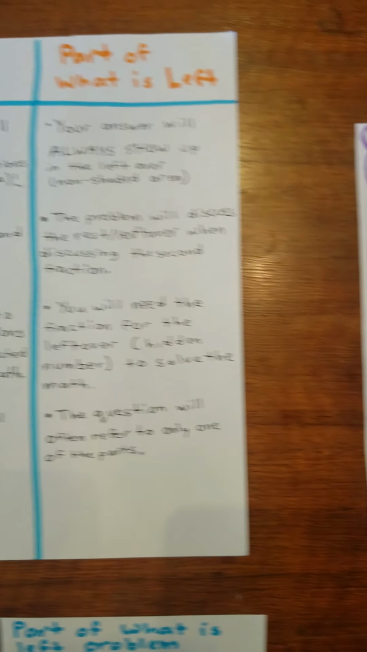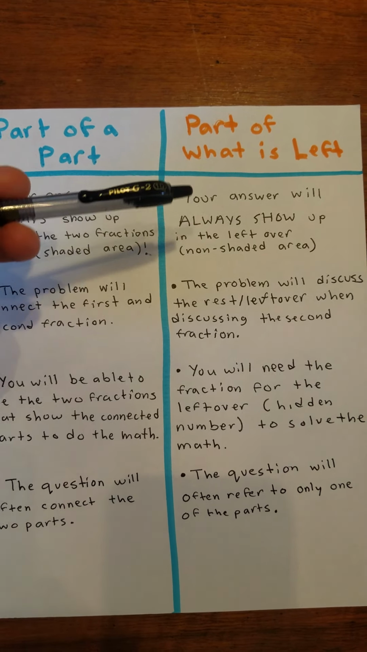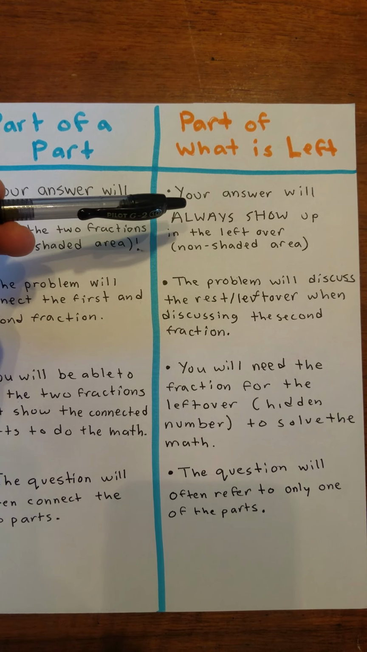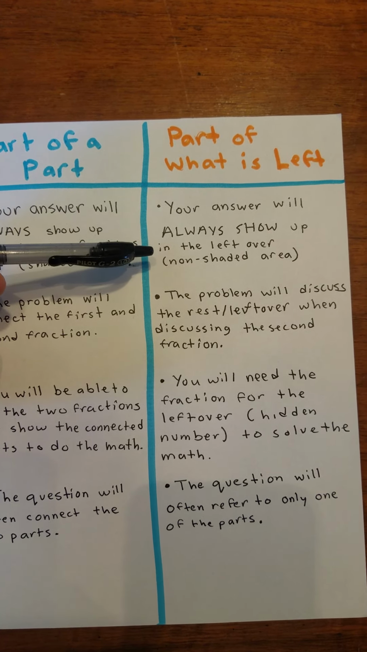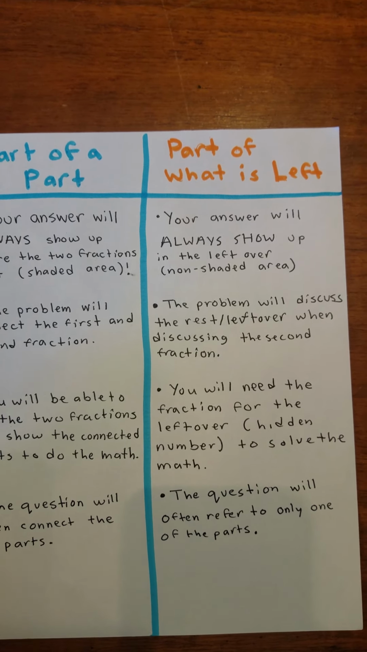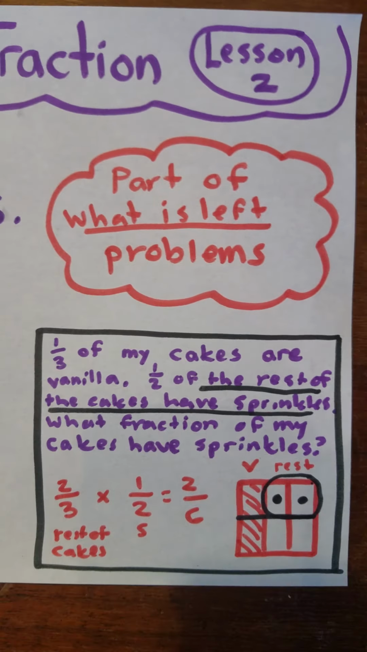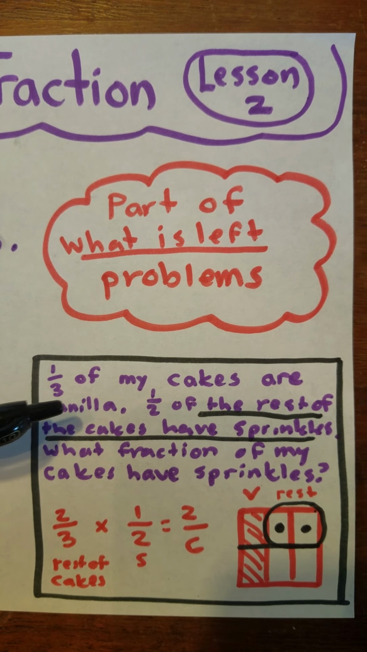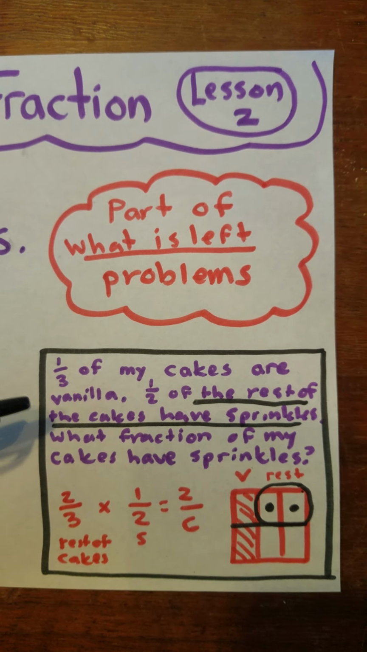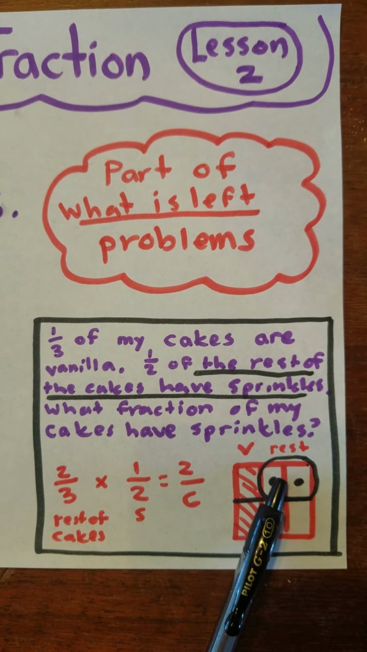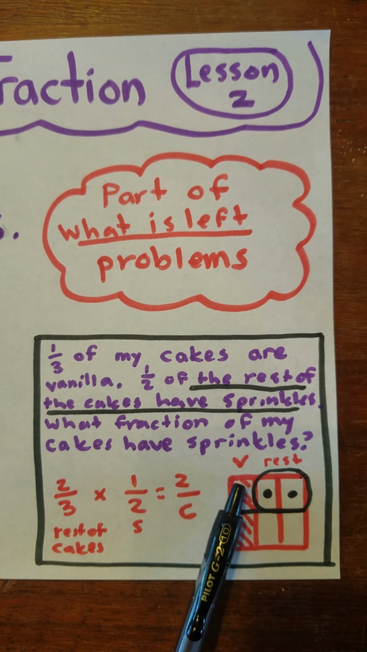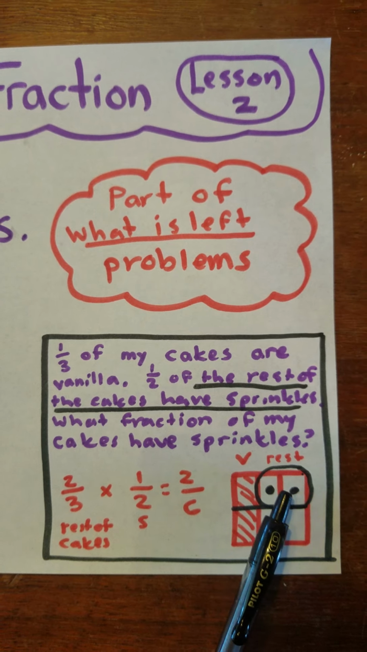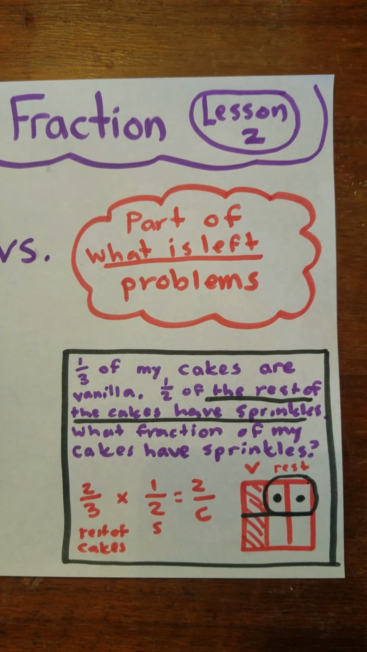That is a pattern that will show up. However, in part of what is left problems, your answer will always show up in the leftover or non-shaded area. For example, here, in this problem, 1/3 of my cakes are vanilla, 1/2 of the rest of the cakes have sprinkles. I know that I'm actually putting sprinkles not on the vanilla, but on the rest of the cakes. So my answer will show up in the non-shaded area.